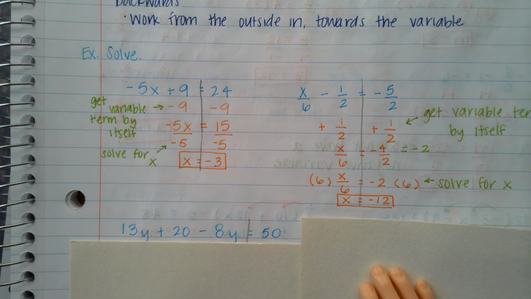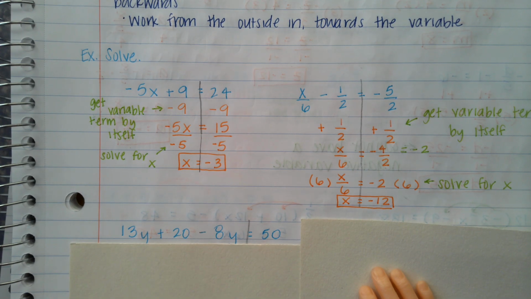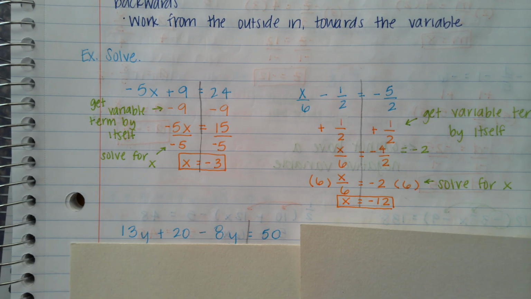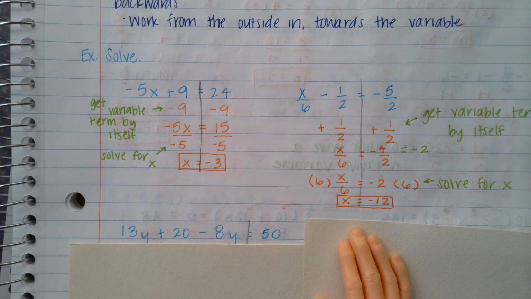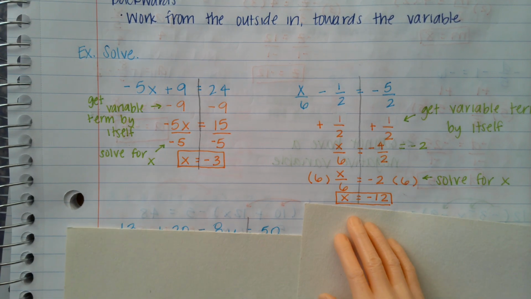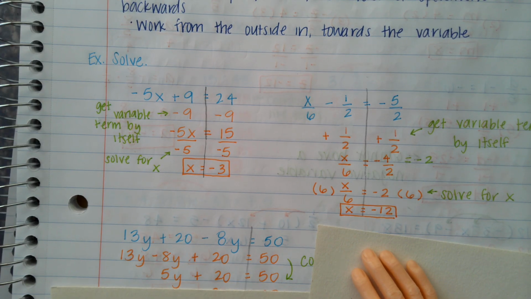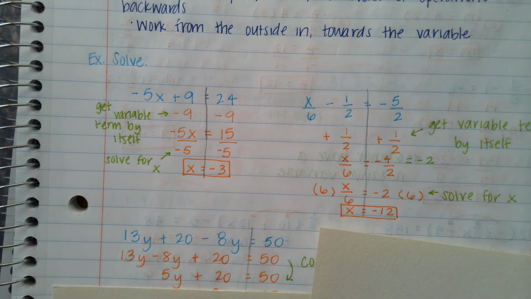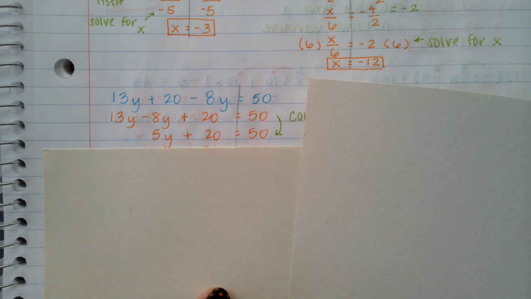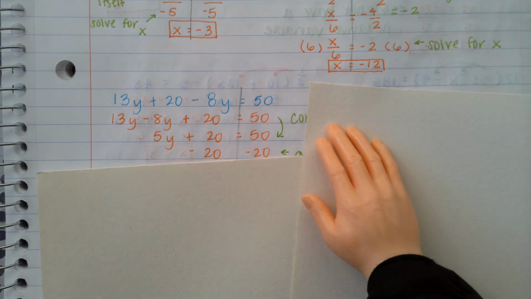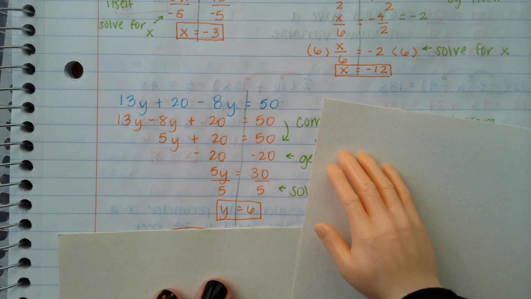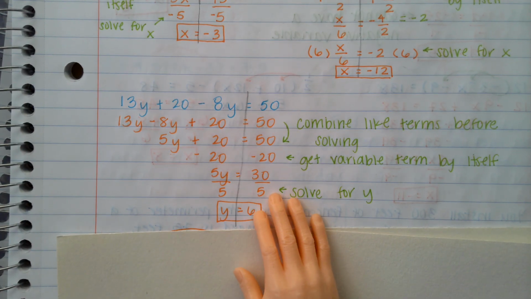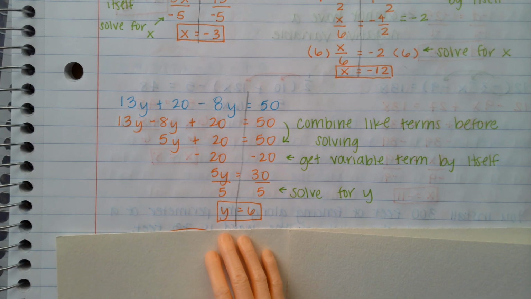If I have 13y plus 20 minus 8y equals 50, these have like terms in the y term, so I am going to add those together, and 13y minus 8y is 5y. And then 5y plus 20 equals 50. I would subtract 20 on each side to get my variable term by itself, and then to get y completely by itself, we divide by 5 on each to get y equals 6.